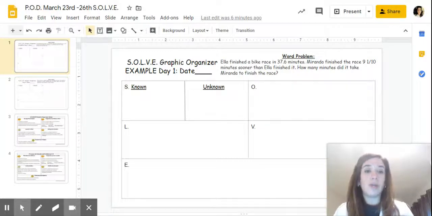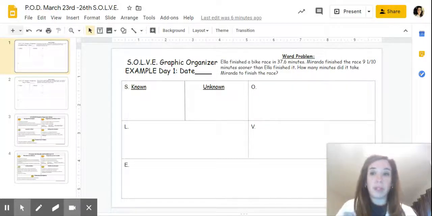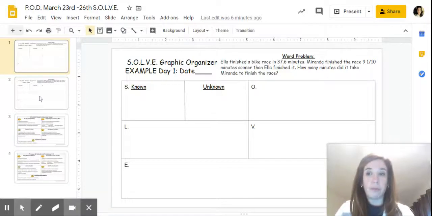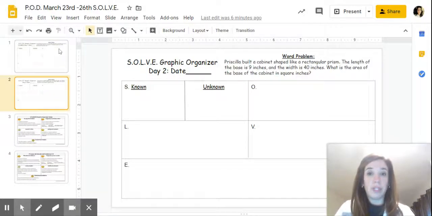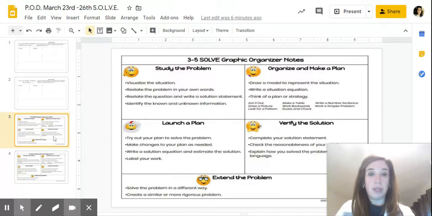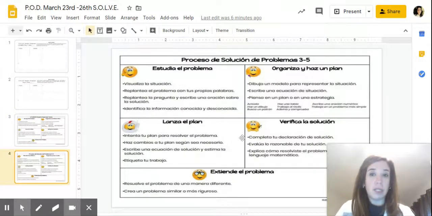So we're going to start off. I have an example problem for you. I'm going to go through it with you real quick. After the example problem, this is the one that you guys are going to be doing on your own for the week. So you can take your time. You have the full week to complete it. And then at the bottom is going to be your little graphic organizers. This one's English, and then this one is in Spanish.